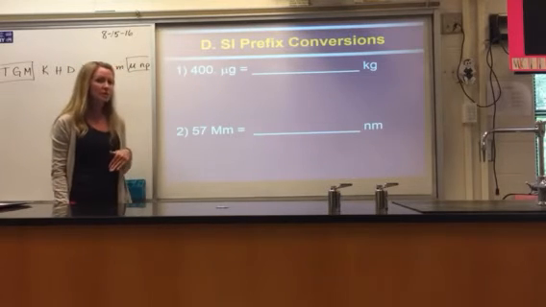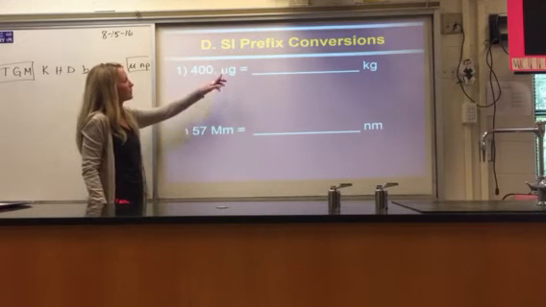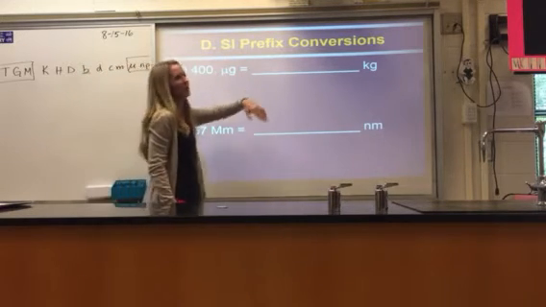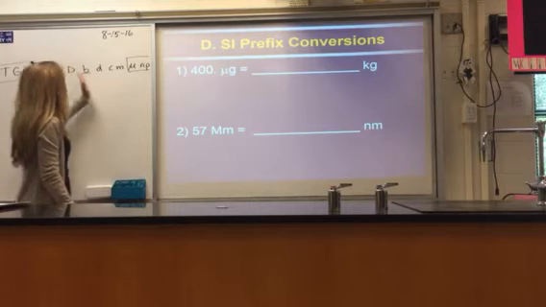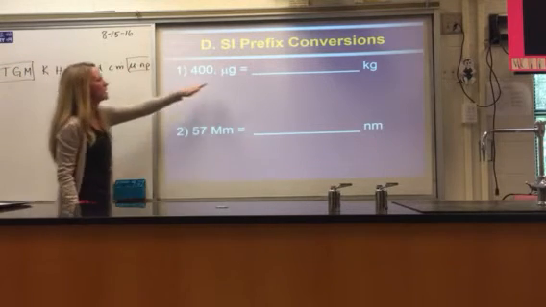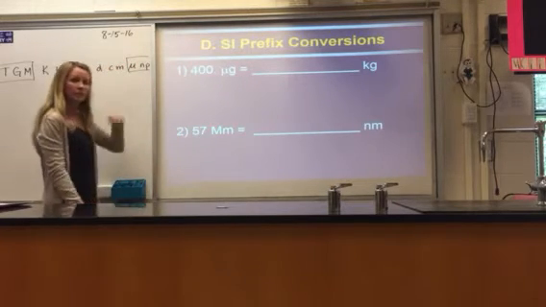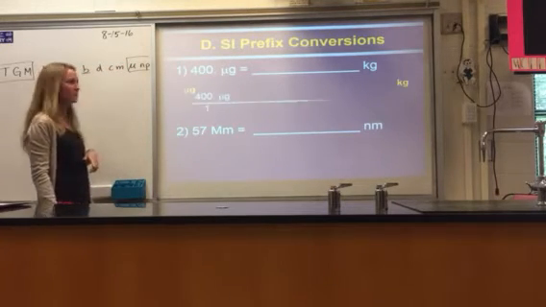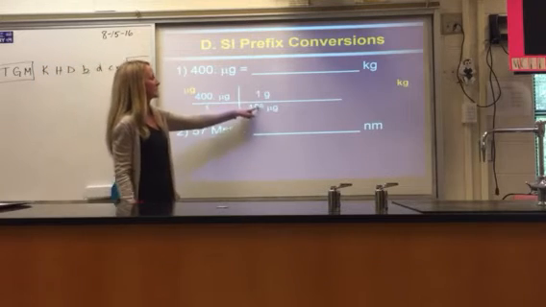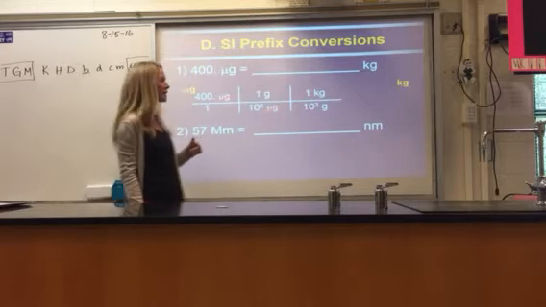Here's 2 more. If you want to try them on your own, pause it. I'm going to go through them pretty quickly. A lot of times when you're going from a non-base unit to another non-base unit, people will go through the base unit to do the conversion. Meaning, I know there are 10 to the 6th micrograms in a gram, and then 10 to the 3rd grams in a kilogram, which means a total of 10 to the 9th, but you can set it up in 2 steps. 10 to the 6th micrograms in a gram, and then 10 to the 3rd grams in a kilogram.